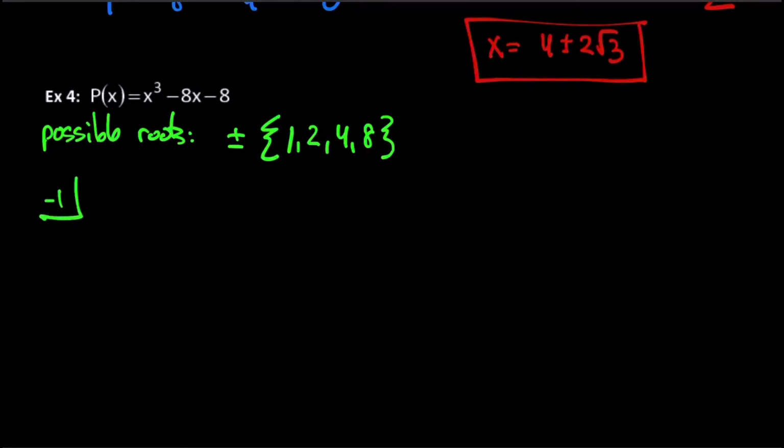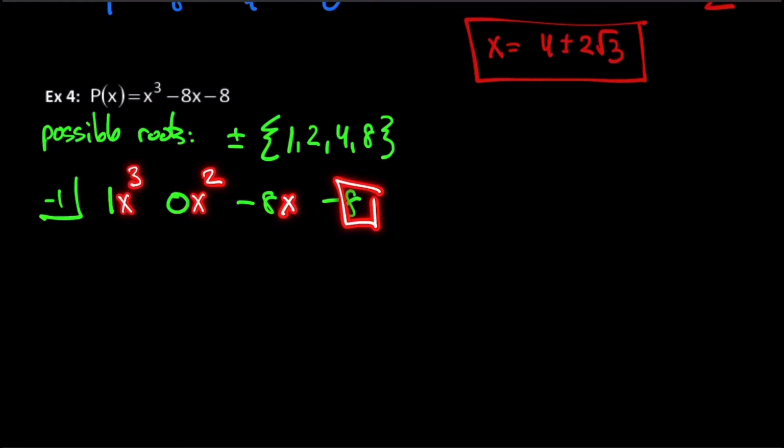Negative 1, and now we've got to be careful on this one. 1, 0, negative 8, negative 8. All right, and the reason you have to put that 0 in is because remember, these have to go in decreasing order. So this has to be an x cubed, that has to be an x squared, that has to be an x, and that's got to be our constant. So that's why we need a 0 here, because there's no x squared term.